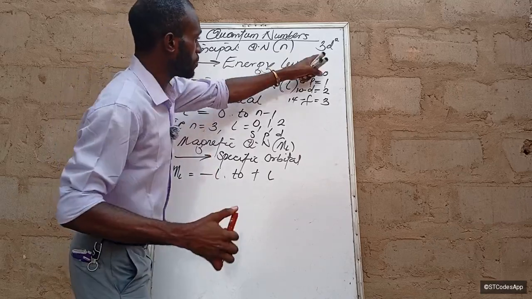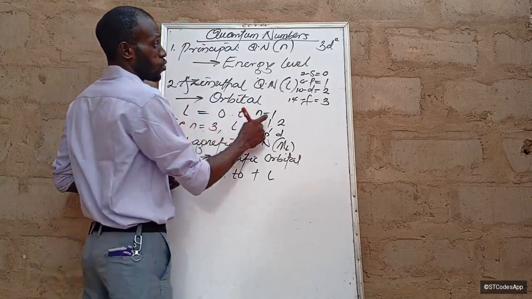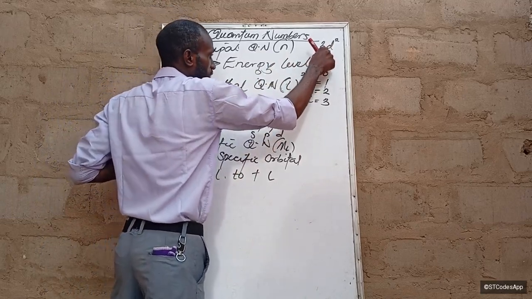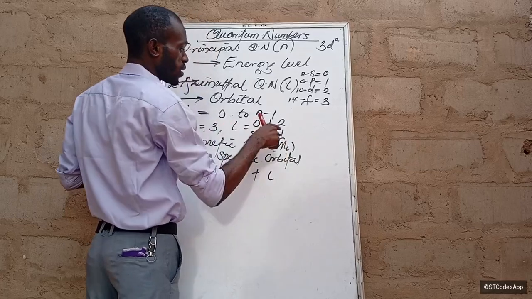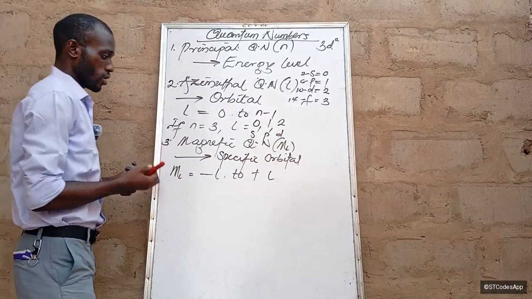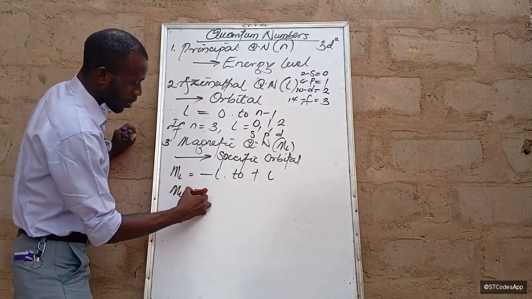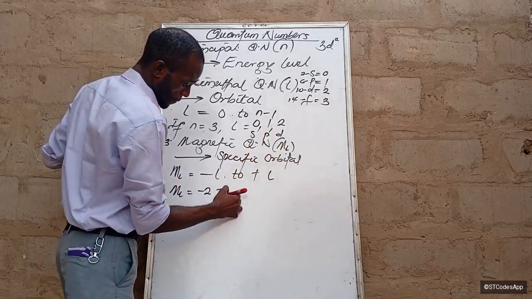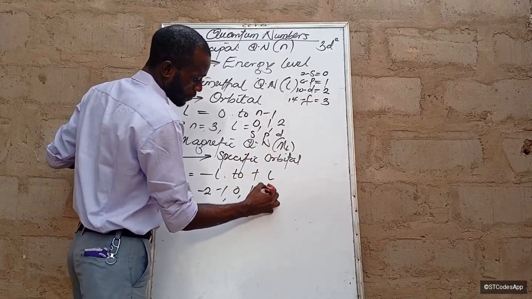Your n will be 3, meaning that L will take value 0, 1, 2. Since 3 is D, it means our L will be 2, because 2 is the number that corresponds to the d orbital. So our m sub l will be from negative of that value, 2, that will be minus 2, minus 1, 0, 1, 2.